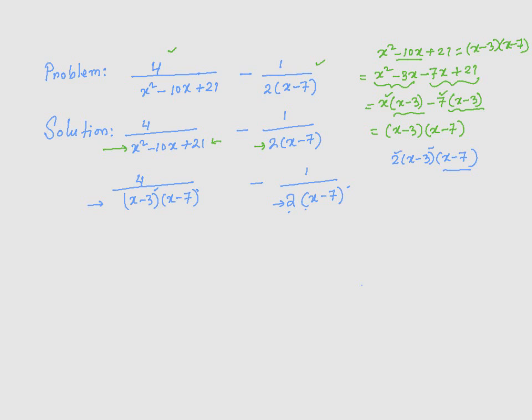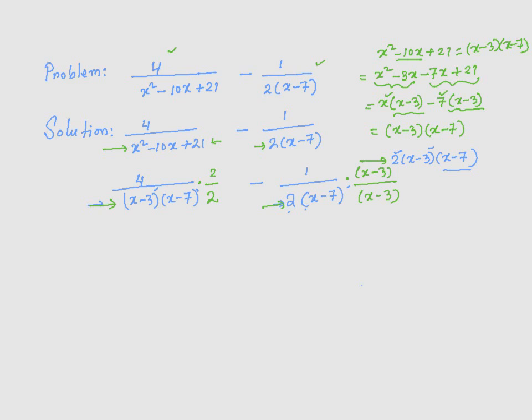Now we have to make sure that the denominators are the same. That means denominators of the LCD. So to do so, I multiply this by 2 and divide this by 2. Now I have the LCD in the denominator right here. However, here I need to multiply by x minus 3 and divide by x minus 3 to have the LCD in the denominator here.